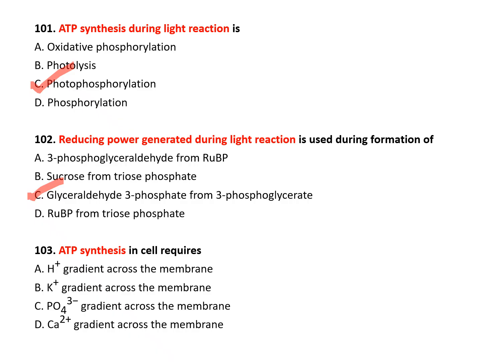The next question, number 103. ATP synthesis in cell requires: option A, hydrogen plus gradient across the membrane; option B, potassium gradient across the membrane; option C, phosphate gradient across the membrane; option D, calcium gradient across the membrane. Correct answer is option A, hydrogen gradient across the membrane.